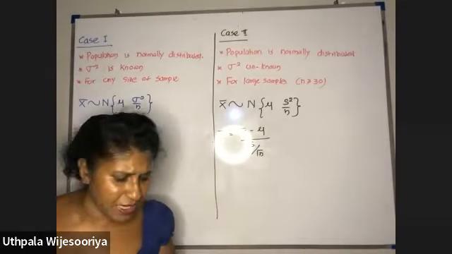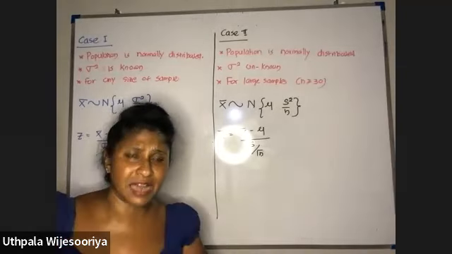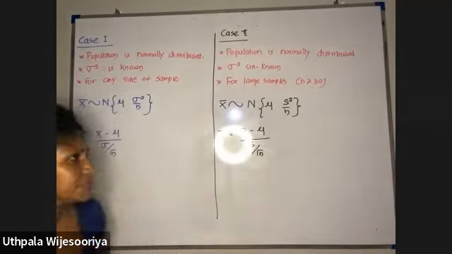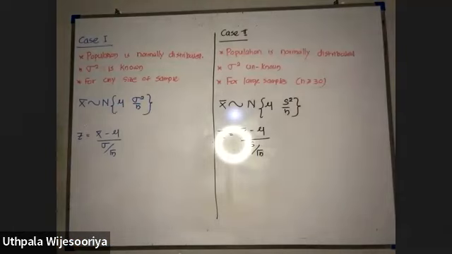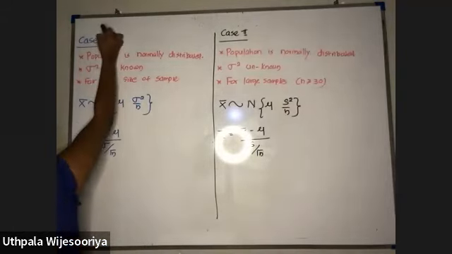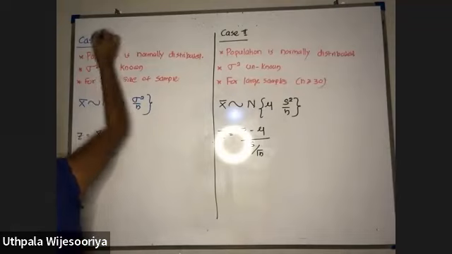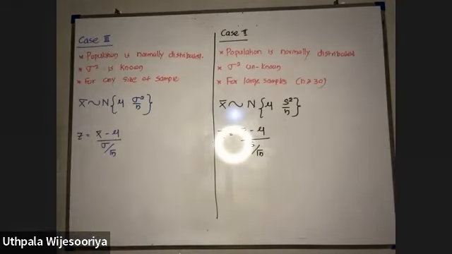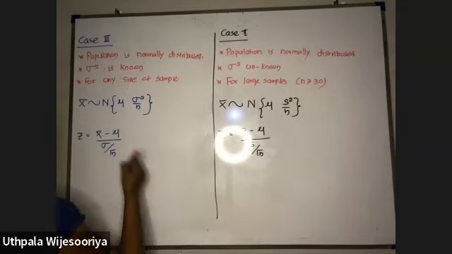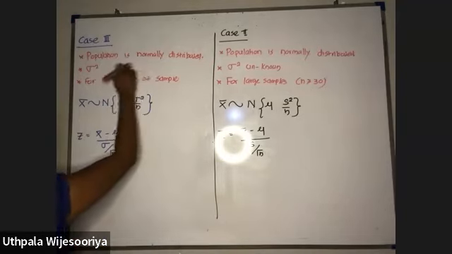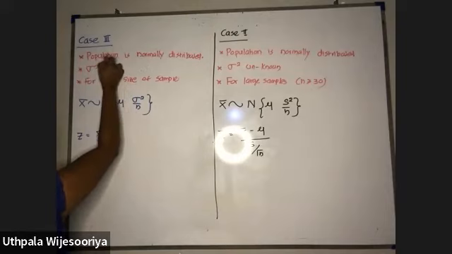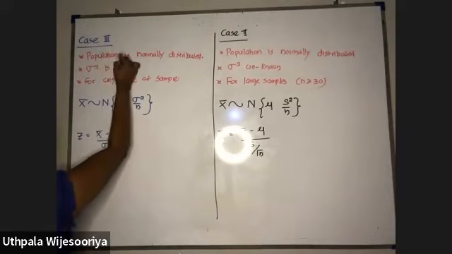So what about your case 3? All 5 cases are there. Case number 3 changes this. Case number 3: the population is normally distributed. Again, sigma square is unknown, with unknown variance.